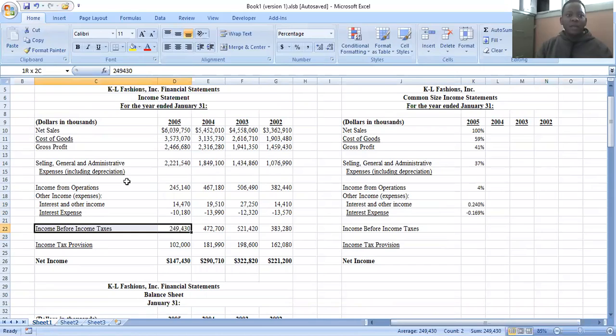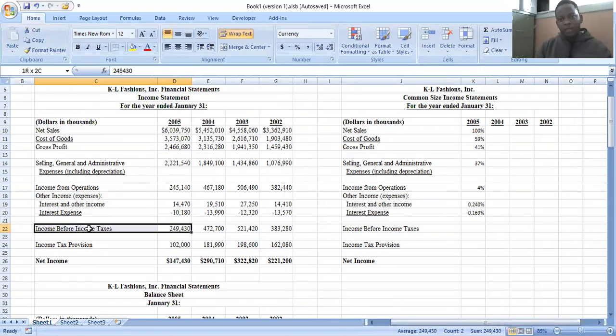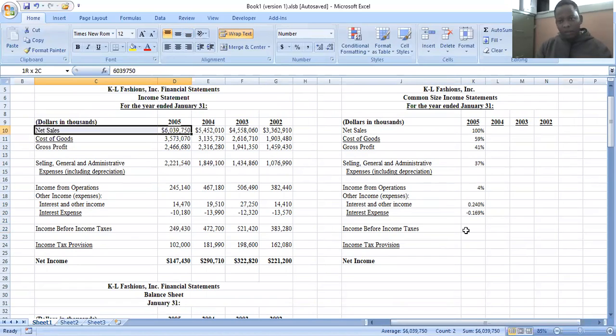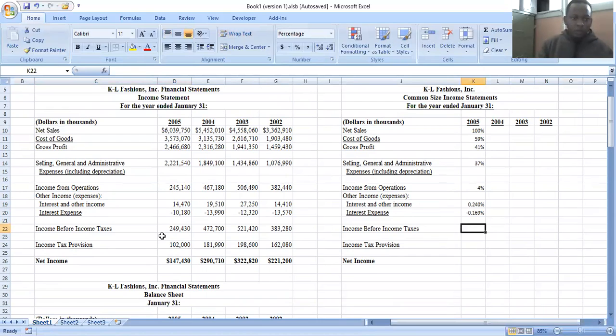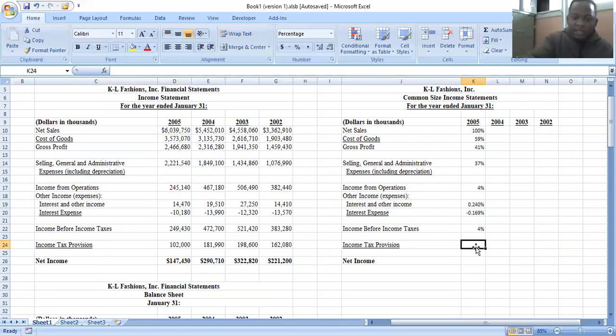Then the common size ratio for income before income taxes shall be equal to the income before taxes divided by net sales. That is 249,000 divided by 6 million, which gives us 4%. And then for the income tax provision, we also divide it by the net sales, which is 102,000 divided by 6 million. So as easy as that.